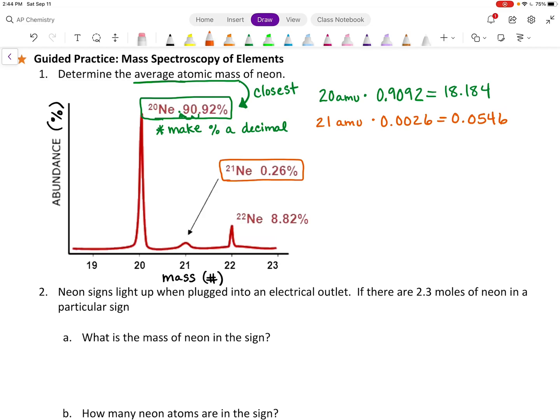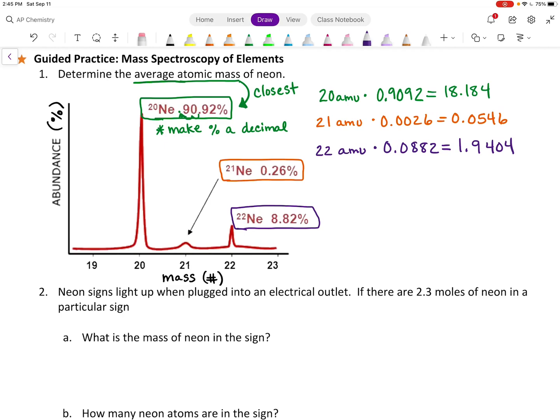And then finally, for the last one, we have neon 22. It's almost 9% of the naturally occurring neon that we see. And so we're going to have 22 AMU times 0.0882, and that gives us a value of 1.9404. Now remember, those were all in AMU.